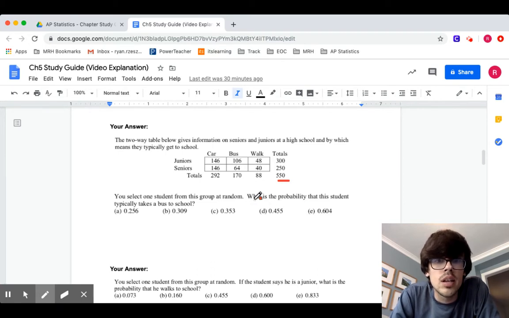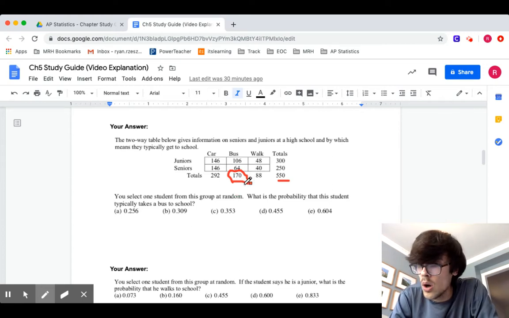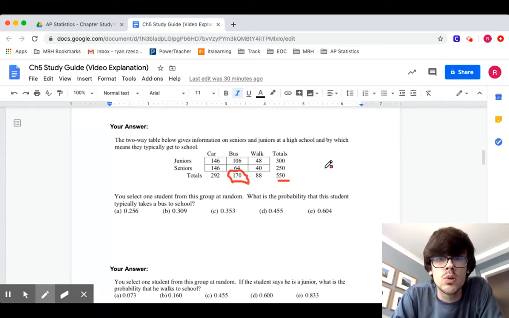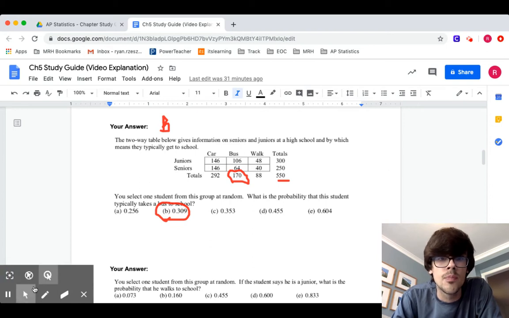And then for my numerator, I would pick the number of kids who take a bus, not walk. That's a pretty straightforward question, though. There are 107 people who took a bus. If you do 170 over 550, that equals 0.309, which is going to be choice B. So just a very straightforward calculate a probability out of a table.